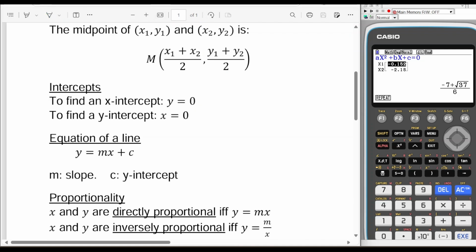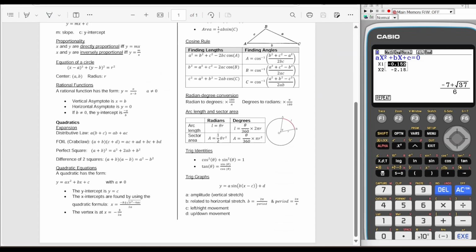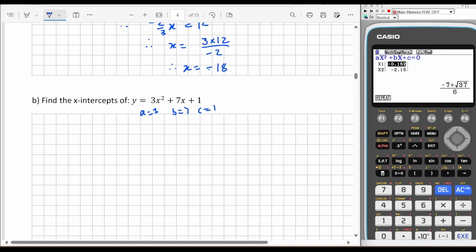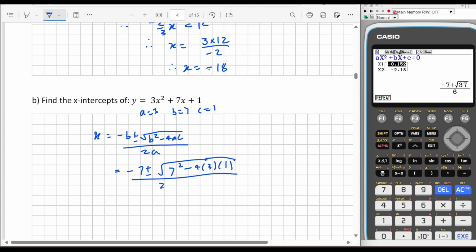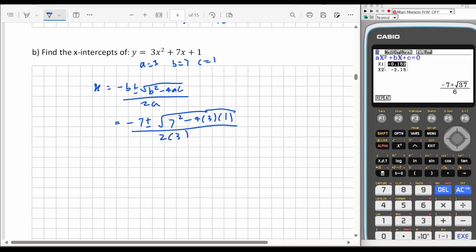Quadratic formula is on your formula sheet. Just lives sort of near the bottom here. But it's x is minus b plus or minus root of b squared take 4ac all over 2a. So that's -7 plus or minus root 7 squared take 4 lots of 3 and 1 all over 2 lots of 3. So that's going to give me -7 plus or minus.